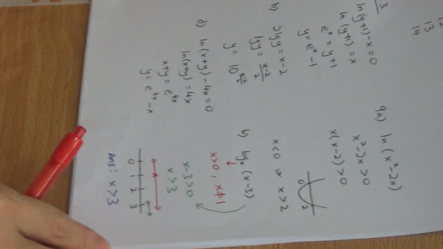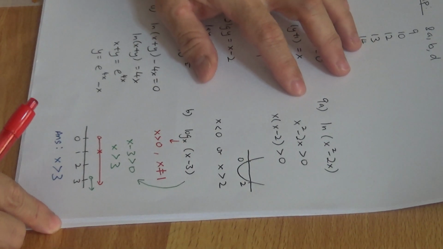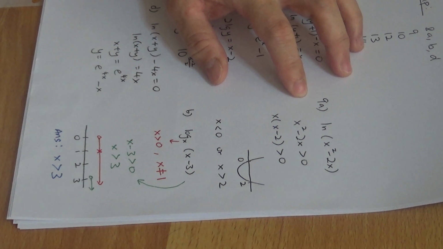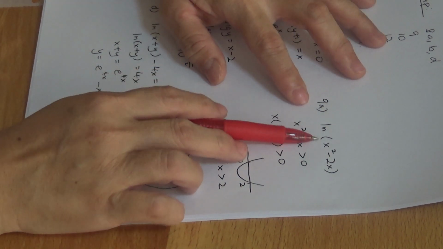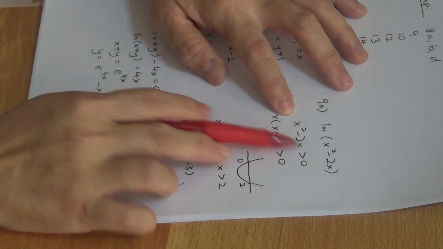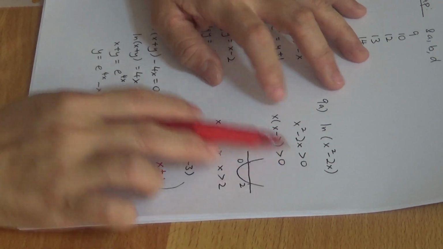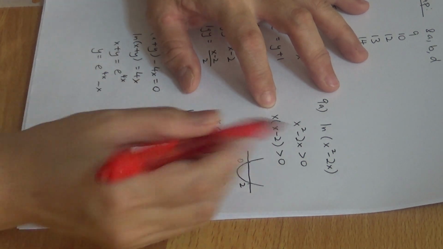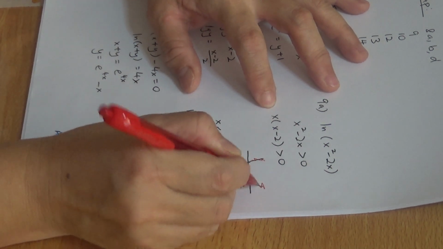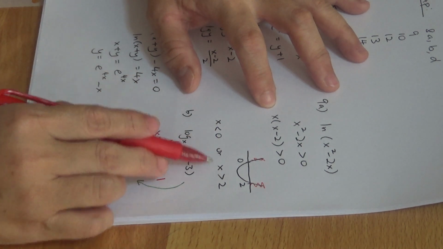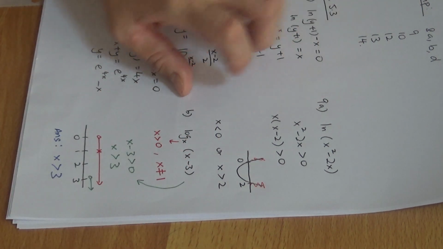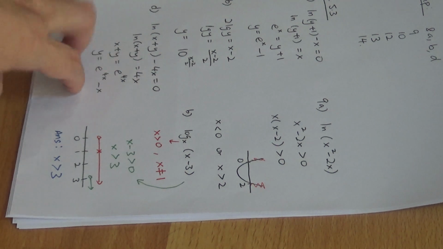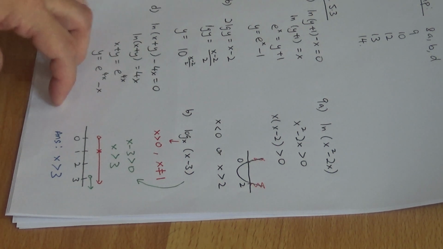Okay, 9A. It says, find the range of values of x for which this is defined. Now for this to be defined, this inside must be bigger than 0. Remember our quadratic inequalities, we draw. Bigger than 0 means I want the top one, so it's x less than 0 or x bigger than 2. So this is the solution to 9a.